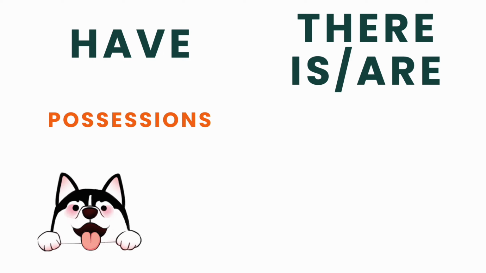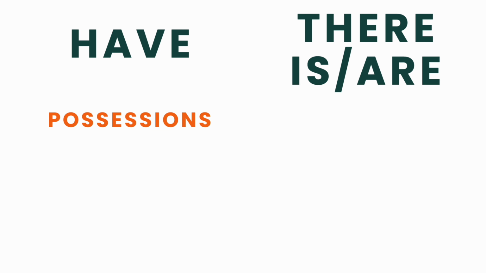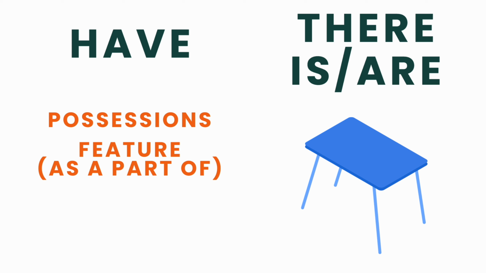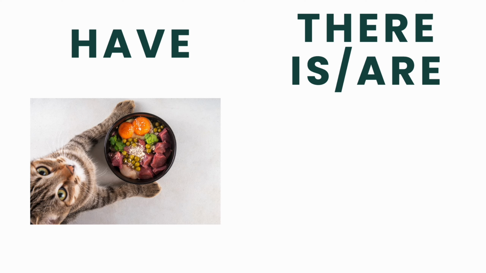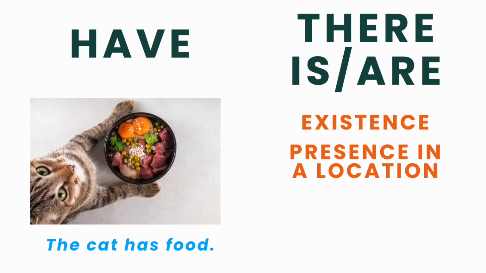So when we use have, we talk about possessions, right? When you say, I have a dog, I have an apartment. And also we talk about features or characteristics of things as a part of that thing. For example, when you say, my table has 4 legs, as a part of the table. For example, the cat has food. That is his possession.